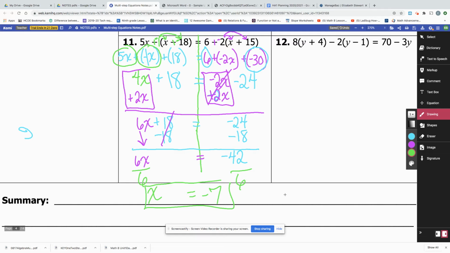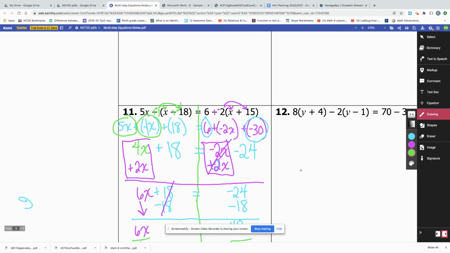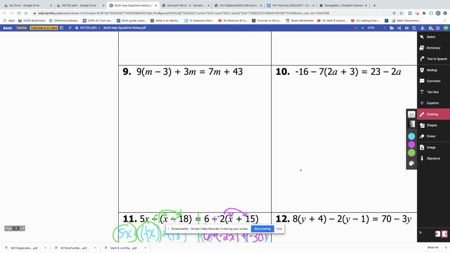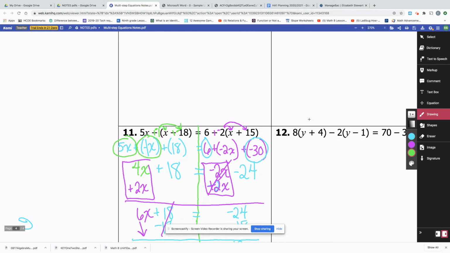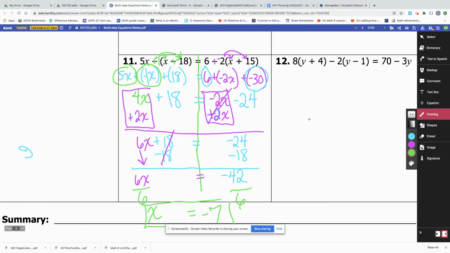So those are the only problems I'm going to do on these right now. I would like for all of you guys to do as many of these problems as you can and check the key. Obviously, the ones on this page are super important because you're practicing variables on both sides of the equation where you have to distribute, sometimes a negative, where you're not expecting it. So make sure you go ahead and practice all of this and check your answers with the key on ManageBack.